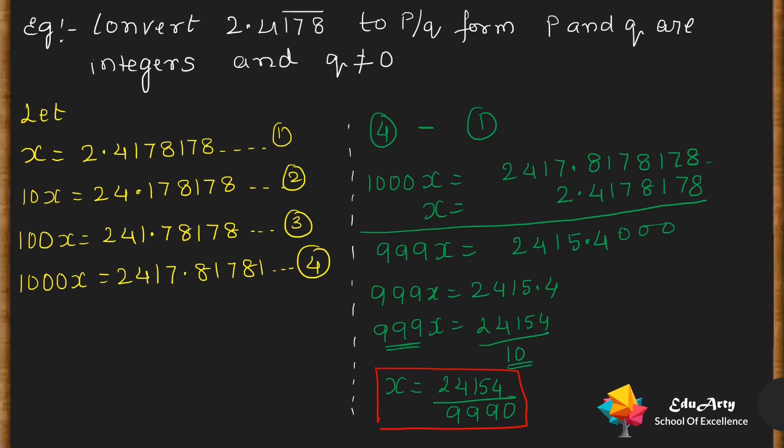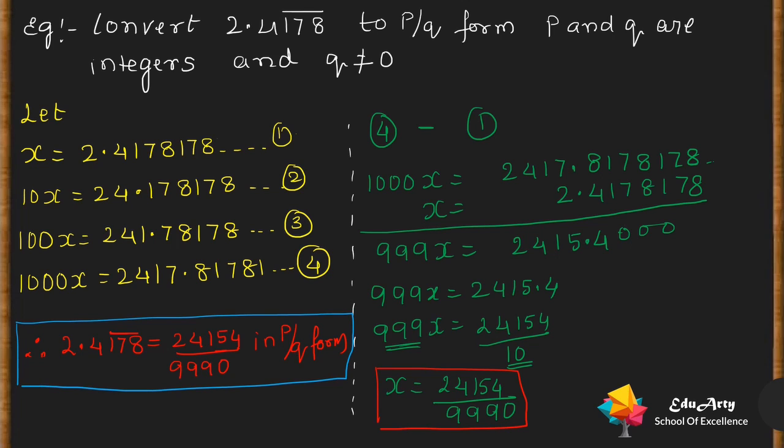I don't have place there, I'm going to write it here now. Okay, so we can say therefore 2.4178 bar is equal to 24154 by 9990 in p by q form, correct? This is how you do your sums, correct? I hope you guys understood what it is. All the sums are like this only. I have done one sum of each type, which should be able to help you to solve the other sums from wherever. Such sums will come, nothing other than this will come, this is all that will come, okay?